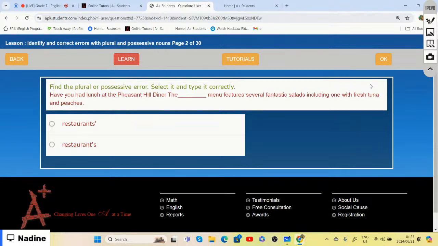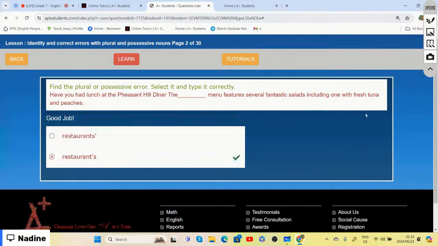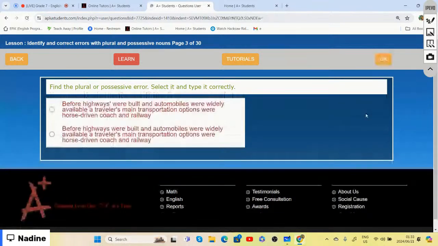So we need to choose the correct one. Do we say the restaurant's menu? Let's try option two, apostrophe S. And it is correct. Option two, because we are making mention of one restaurant and its diner.